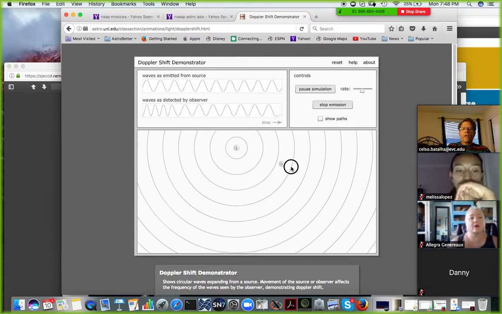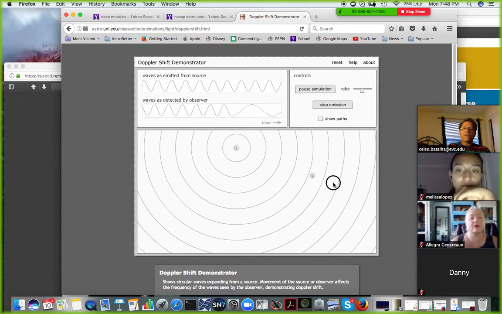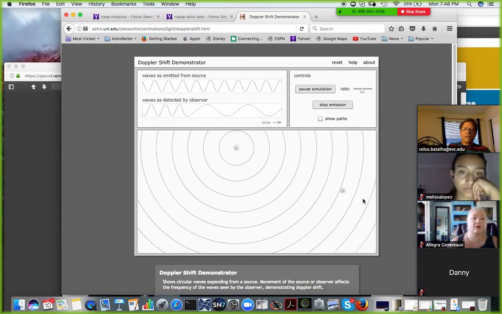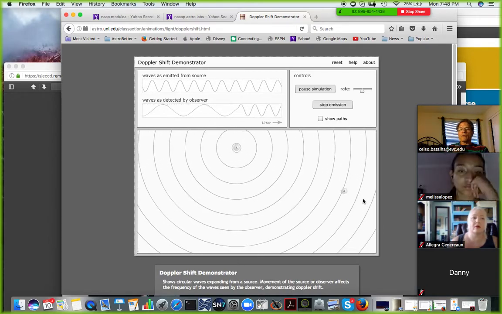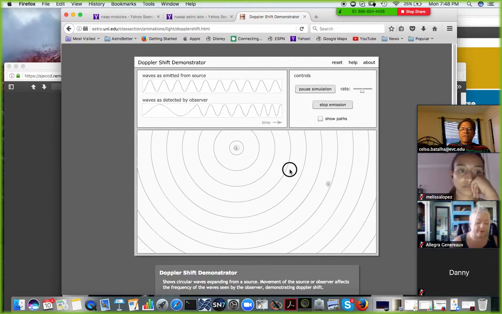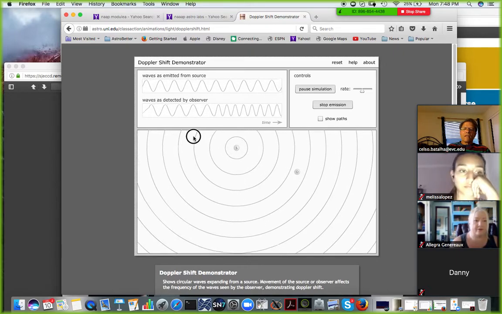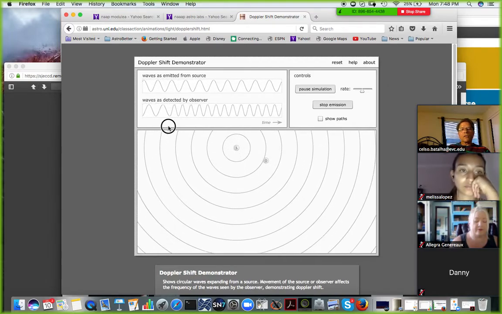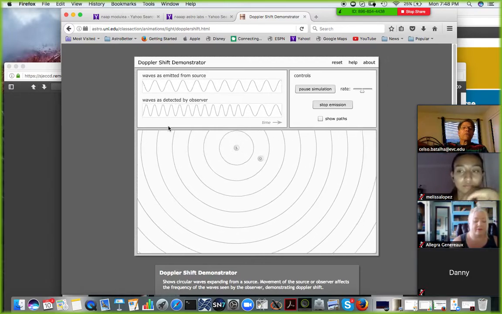And when you move away, look what happens with the distance between crests. It increases. So we call that red shift. We call that a decrease in the pitch of the sound waves, if these were sound waves. So the Doppler effect is based on the relative velocity between source and observer. And the faster the source moves or the observer moves towards or away from the source, the shorter the wavelength, or the higher the observed frequency, is.